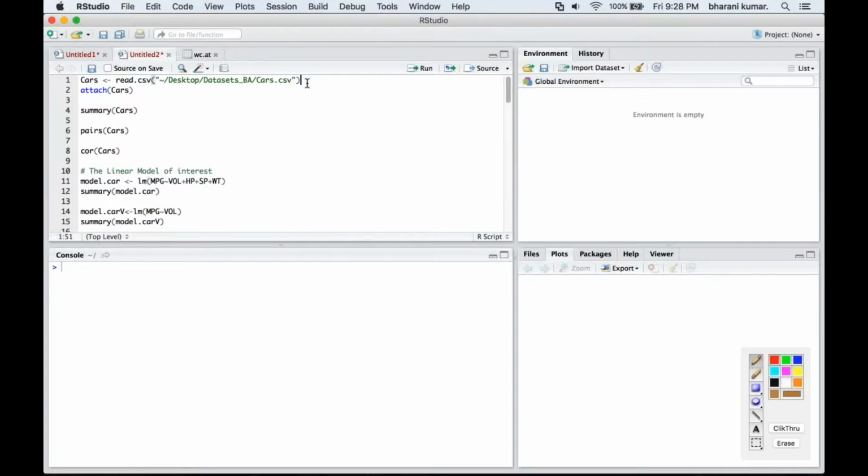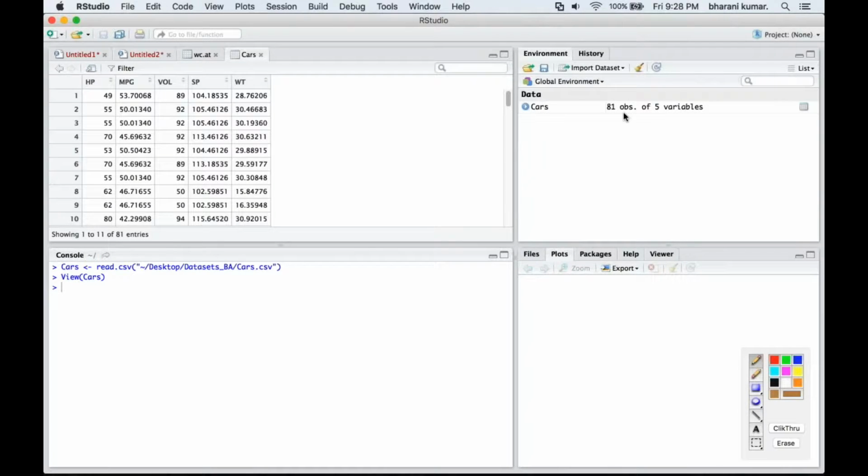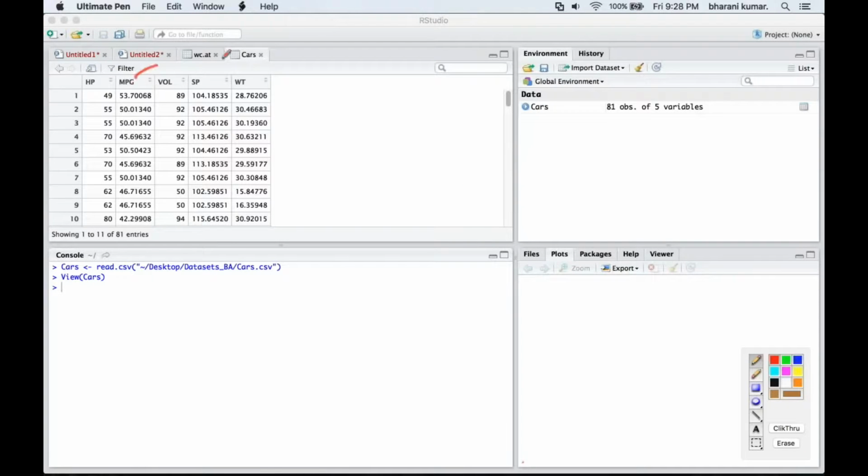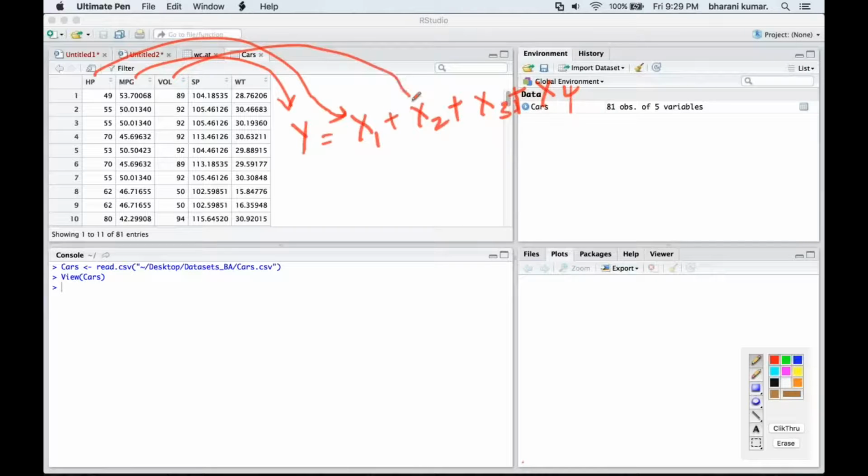Now let me load this data set called cars dataset, and let me show you that. There are 81 observations, meaning you have 81 rows and you have 5 variables, 5 columns. And we want to predict miles per gallon, which is your output, based on all of these inputs. So how many inputs do we have? 4 inputs. We have horsepower, we have volume, we have SP, and we have weight.